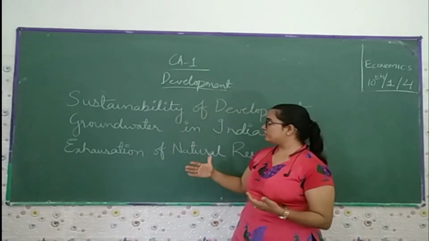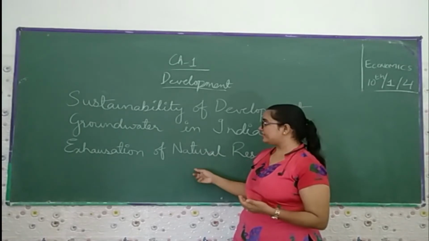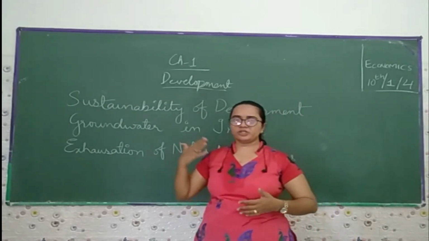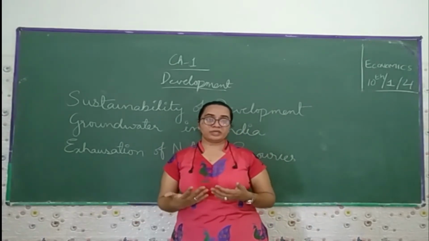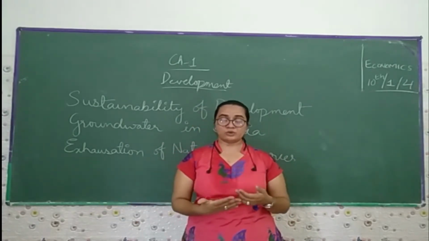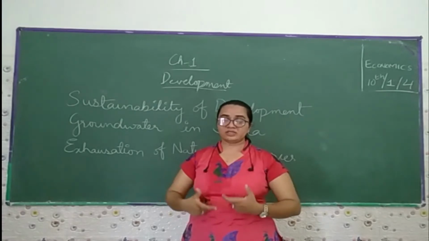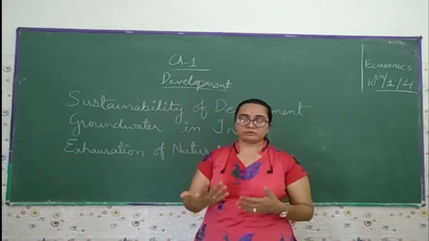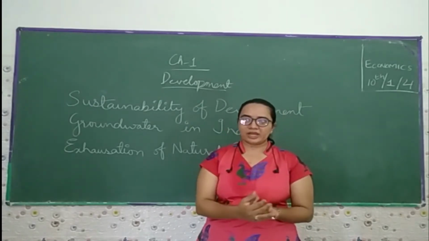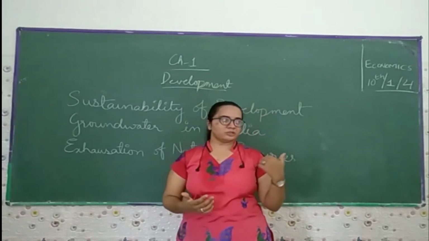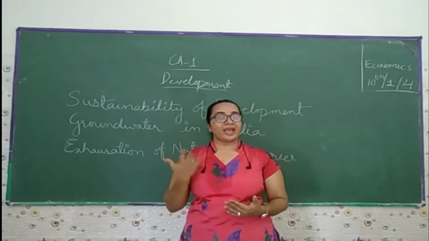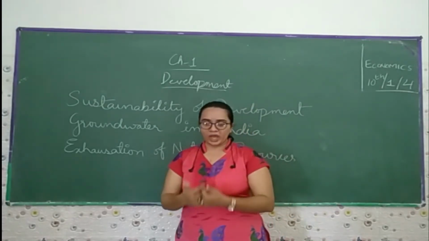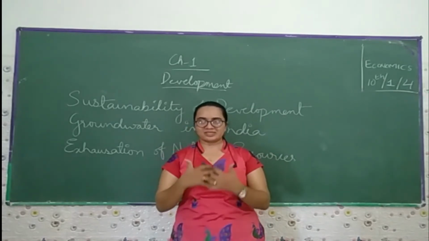Now the last topic of this chapter is the exhaustion of natural resources, because the population increases and people's wants increase. To fulfill their needs, they are using natural resources at a very brutal level, so that one day a time is going to come when these natural resources are going to be exhausted from this planet. So we have to use those resources carefully.